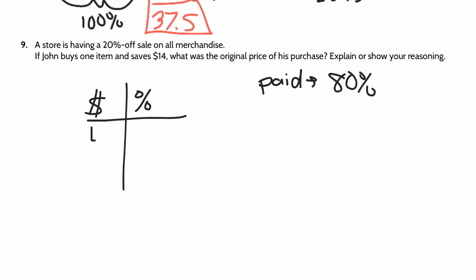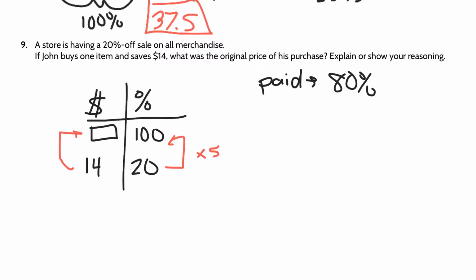We don't know the 100% cost. He saved $14. So the $14 is that the 80% paid or the 20% off? Well, he saves 14. So that represents the 20% off. You need to be asking yourself that on these types of questions. Now, how do I get to 100? If I multiply by 5. And 14 times 5 is going to be $70. So if he saved $14, he saved 20%. The 100% is $70.